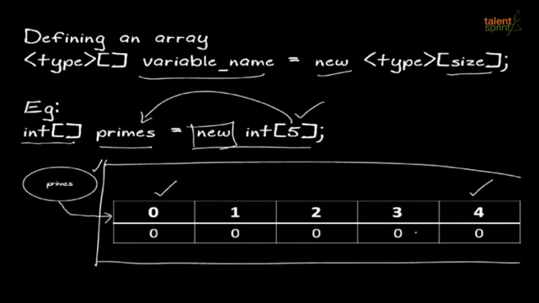The moment you define an array, it initializes the array elements with default values, that is 0 in the case of an integer, 0.0 in the case of double, false in the case of boolean, 0.0f in the case of float, and null in the case of string or any class object.